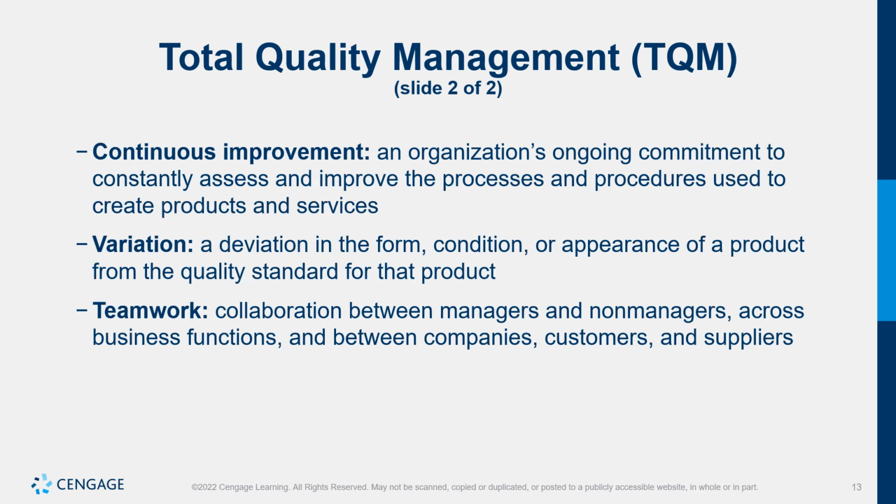Continuous improvement is an organization's ongoing commitment to consistently assess and improve the processes and procedures used to create products and services. Variation is a deviation in any form, condition, or appearance in a product from the quality standard for that product. Teamwork is a collaboration between managers and non-managers across business functions and between companies, customers, and suppliers.